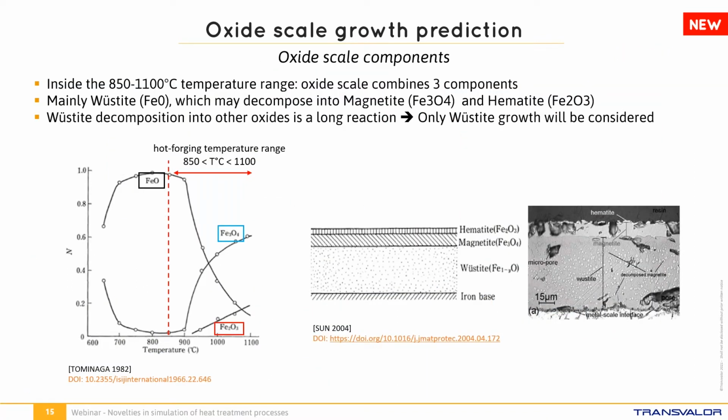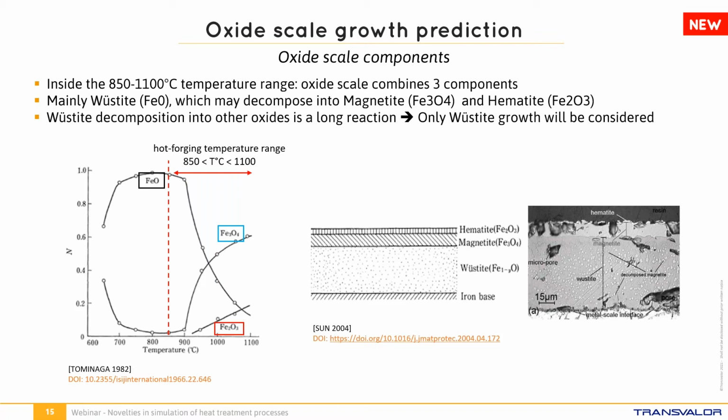The oxide scale is a multiform iron oxide that forms at high temperature, higher than 700 degrees Celsius. It can contain 3 types of oxide. However, in the temperature range that interests us, 850 to 1100 degrees Celsius, we have mostly wustite. And even if the equilibrium diagram predicts the presence of other phases, in the literature it has been largely established that we get almost only wustite in industrial conditions.